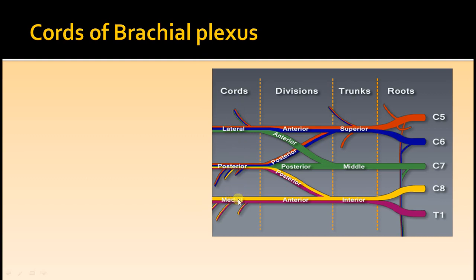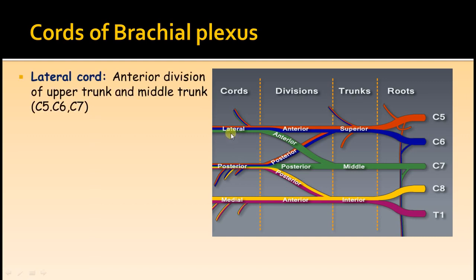Listen carefully, because it is a little bit confusing while determining the cords. There are three cords you are able to see here. One is called the lateral cord, the other is called the medial cord, and the last one is called the posterior cord. I repeat, there are three cords in the brachial plexus: the lateral cord, the medial cord, and the posterior cord.